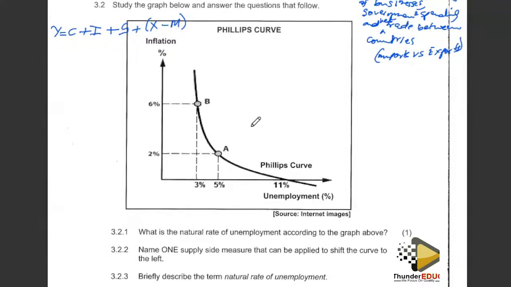Okay, right. So now let's check 3.2.1, what it has in store for us. What is the natural rate of unemployment according to the graph above? The natural rate of unemployment that we have is 11%. So this 11% is the natural rate of unemployment. Okay, right, grade 12.